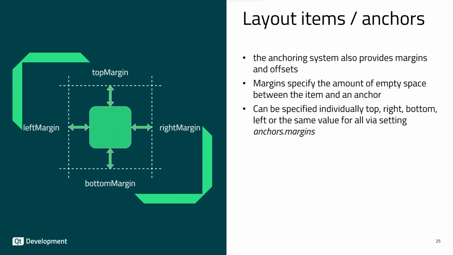The second term I've mentioned earlier is margins. The anchoring system also provides these margins and offsets. Margins specify the amount of empty space between an item and an anchor. It can be specified individually or set to the same value for all of them by setting anchors.margins for an item.